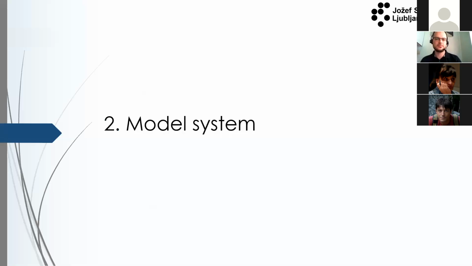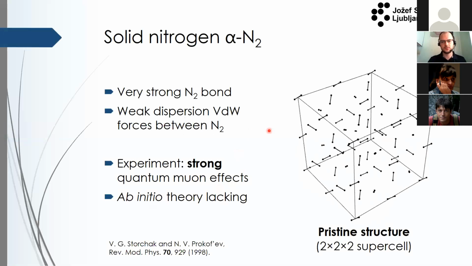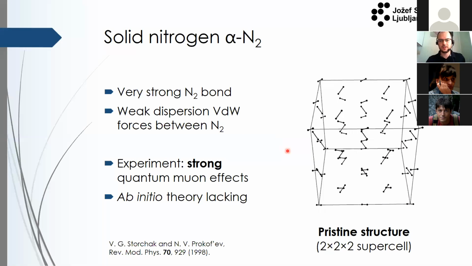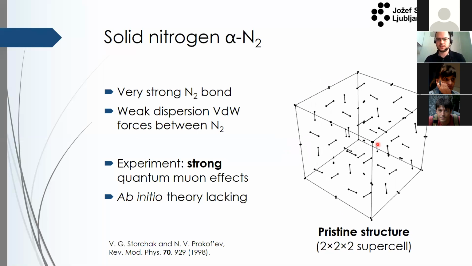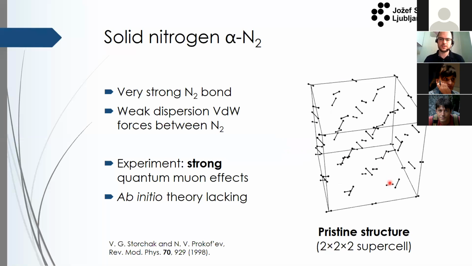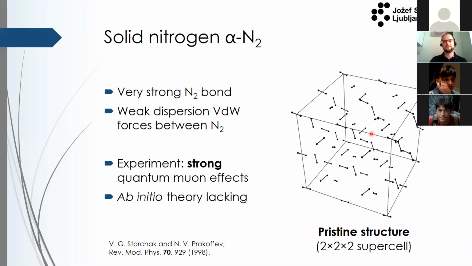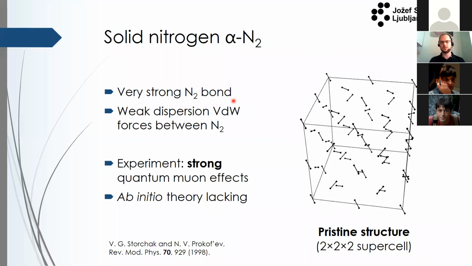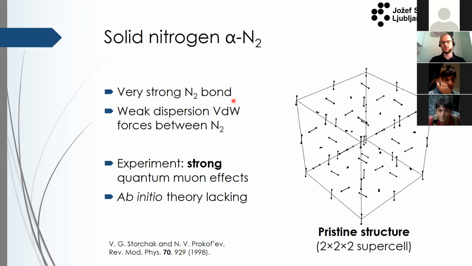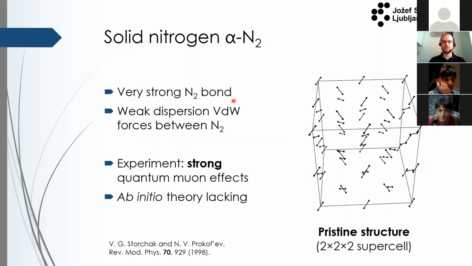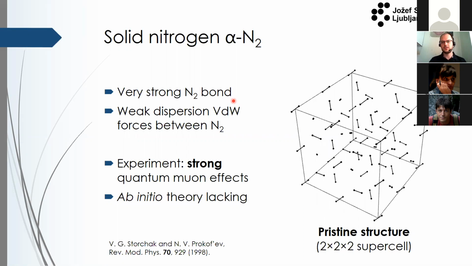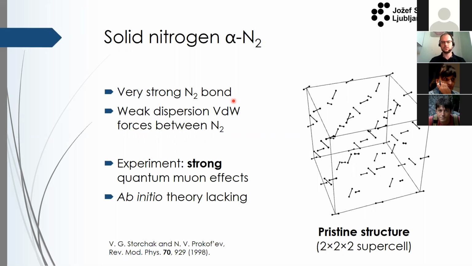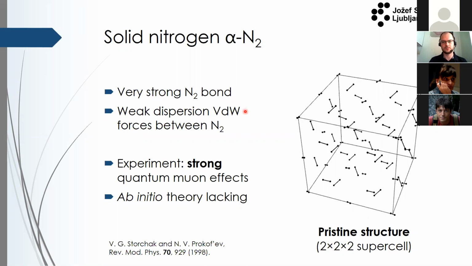So our model system is solid nitrogen. At low temperatures and low pressures, the structure of nitrogen looks like this. This is a 2x2x2 supercell. These are N2s bonded together with extremely strong bonds. So these are the second strongest bonds in nature. The only stronger bond than the triple nitrogen bond is the carbon monoxide bond. That's the only one that's stronger.